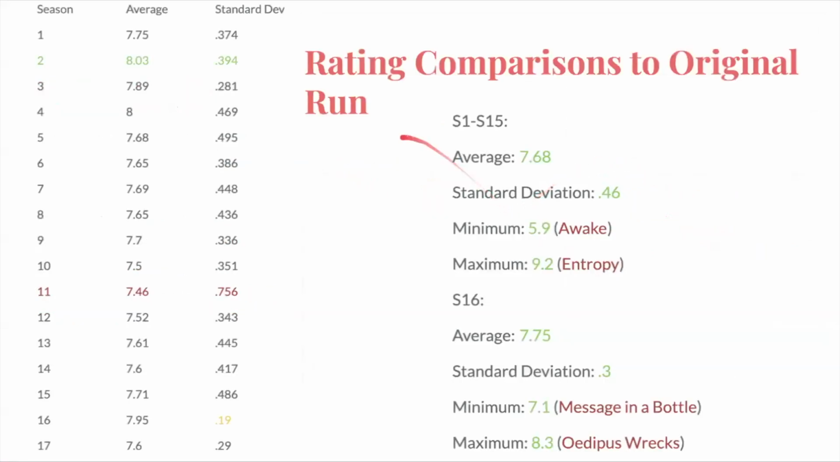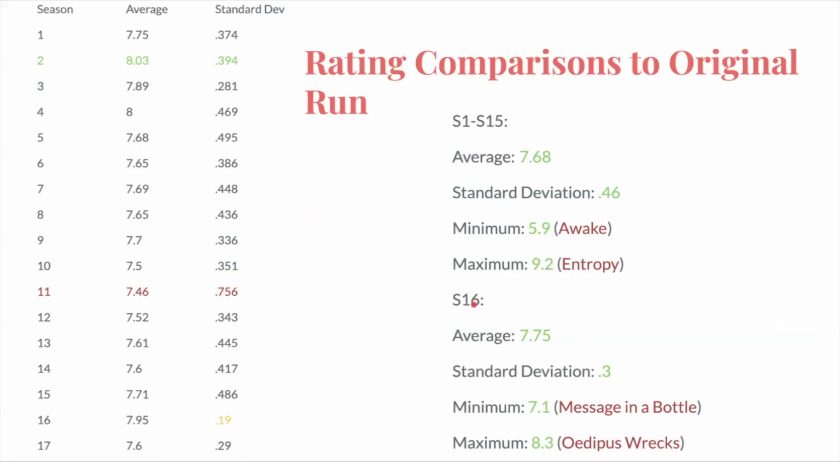So here's the comparison to the original run. I have each season listed over here with their average rating and the standard deviation. I should note the ratings for the last 2 seasons were taken about 3 weeks after season 17 finished airing, and the first 15 seasons were taken from August to December of 2021. I did not retake the ratings. I did write them down. So anyway, the average for seasons 1 through 15 is 7.68 out of 10 with a standard deviation of 0.46. The lowest rated episode is 5.9 Awake, and the highest rated is 9.2 Entropy.